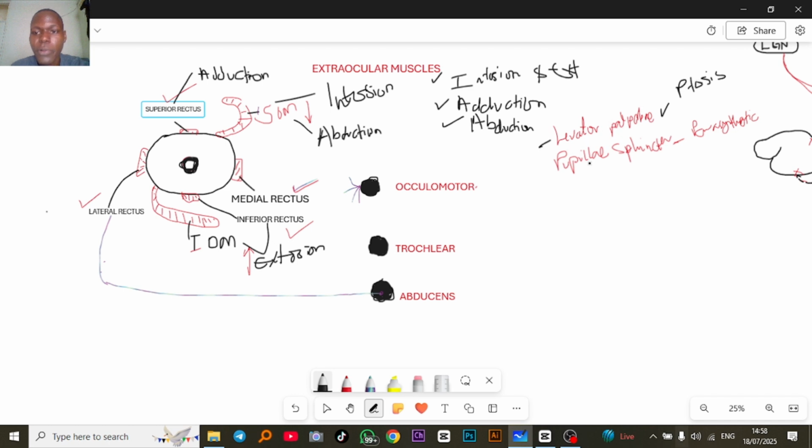Then the sphincter pupillae is responsible for dilating the eye. Sorry, it contracts to reduce the aperture of the pupil. So in case of loss of the sphincter pupillae, we shall have extreme dilation of the pupil. Extreme dilation of the pupil. As an assignment, I'll give you to look for the term by which the pupil dilates, or I'll give it under the disorders.